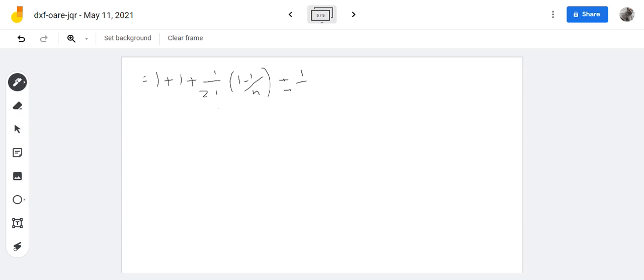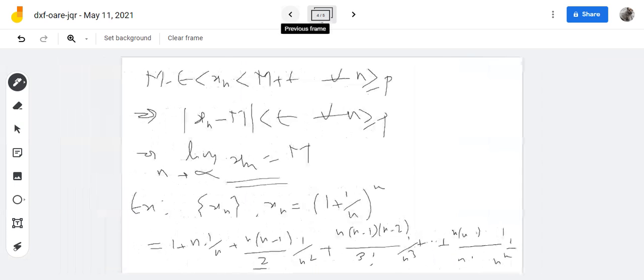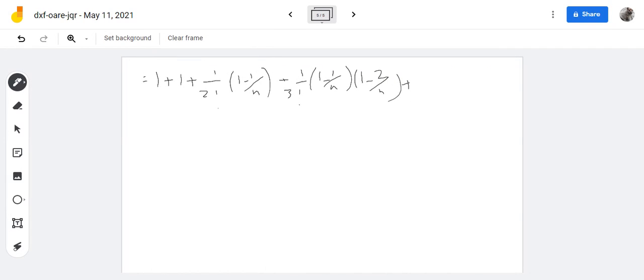Similarly, 1 by factorial 3, 1 minus 1 by n into 1 minus 2 by n. From here just take n common, n cube gets cancelled, so 1 minus 1 by n, 1 minus 2 by n, and finally the last term will be 1 by factorial n into 1 minus 1 by n into 1 minus 2 by n, 1 minus n minus 1 by n. Okay, so look, now this is your xn.